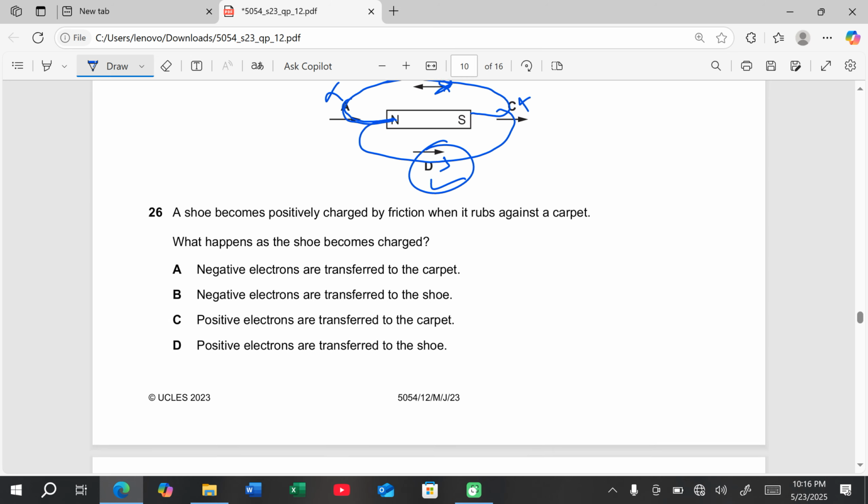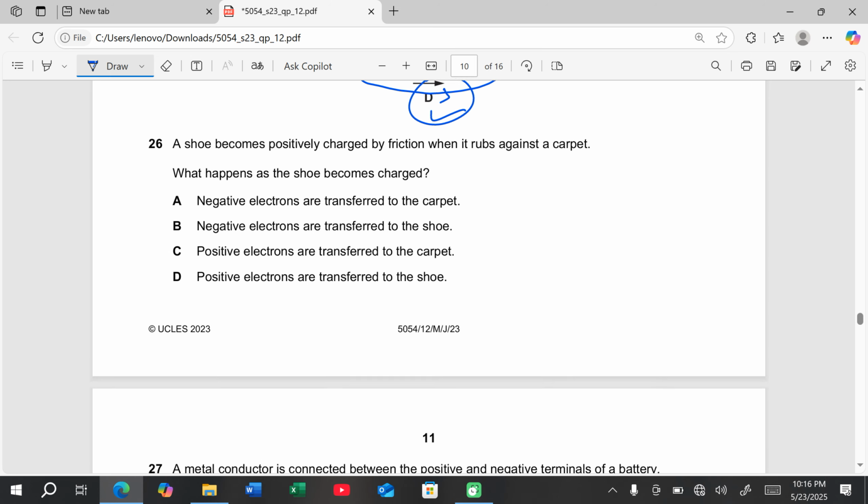A shoe becomes positively charged by friction when it is rubbed against a carpet. What happens as the shoe becomes charged? The shoe becomes positively charged, so it means it's losing electrons. So negative electrons are transferred to the carpet. Yes, that is the right answer, but let's see why the other ones are wrong. Negative electrons are transferred to the shoe? No, then it should have become negatively charged. Positive electrons? Electrons are not positive. So that's why A is the right answer.